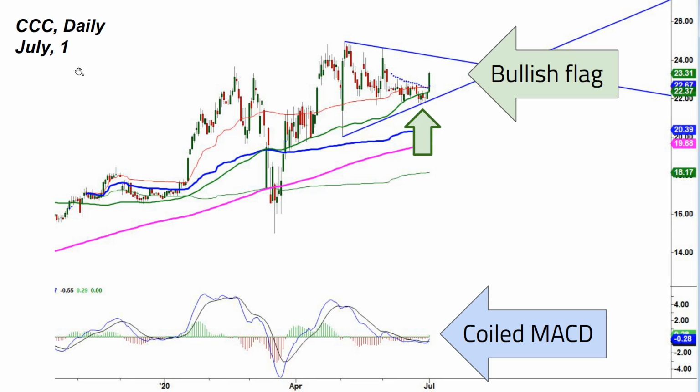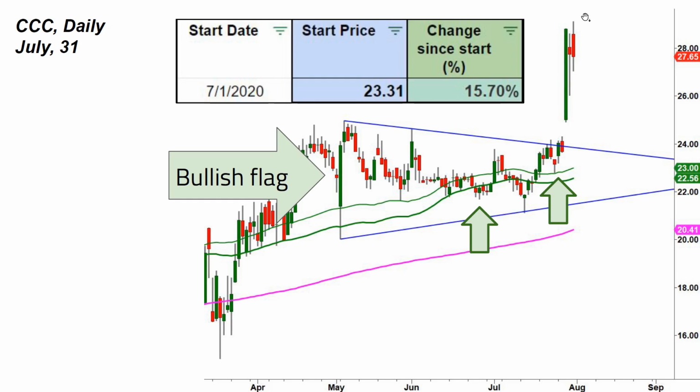And CCC, coiled MACD, bullish flag, test of 50-day moving average, boom, resolution, 15.7% gain since July 1st. It's a great result, guys.